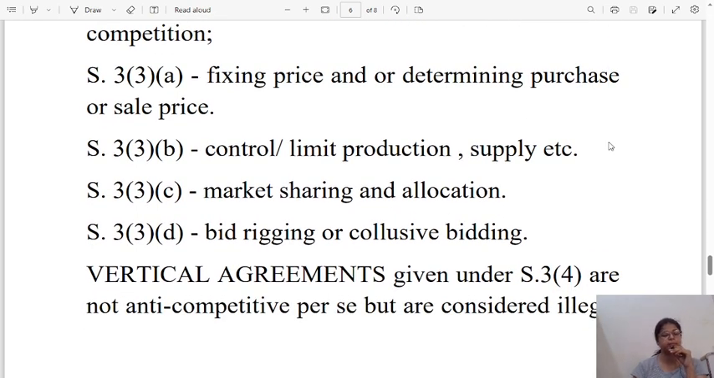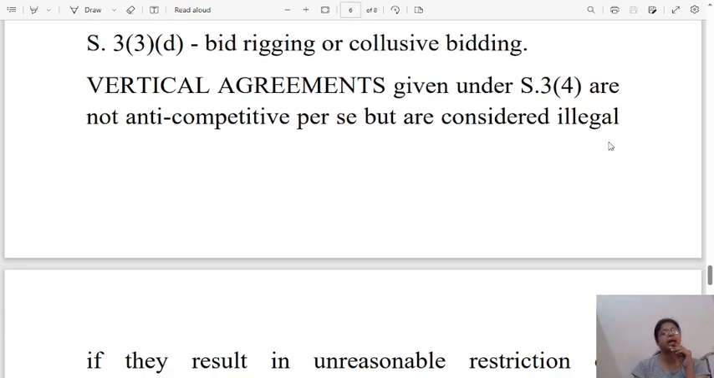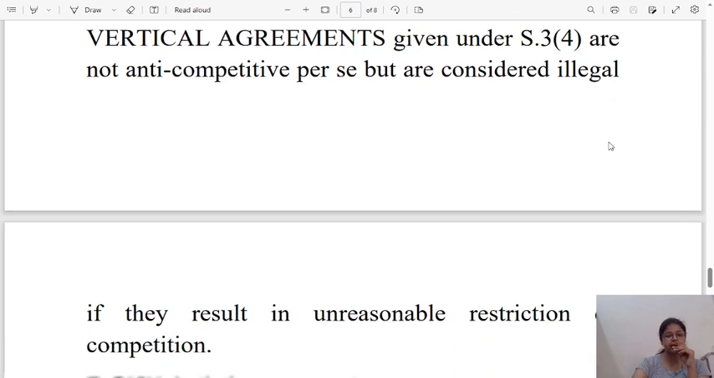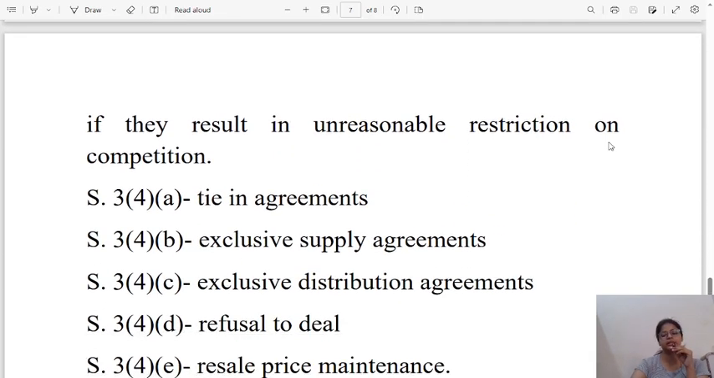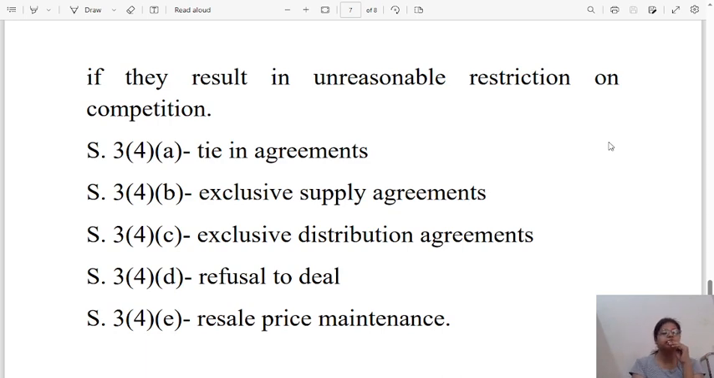Section number 3, clause 4 basically deals with vertical agreements. But there is one thing that you need to understand. They are not anti-competitive per se, but they are considered illegal if they are resulting in some restriction on the competition. Under 3, clause 4, you would find certain subclauses: subclause A, B, C, D, and E. In subclause A, tie-in agreements are dealt with. In subclause B, exclusive supply agreements are given. In subclause C, exclusive distribution agreements. Subclause D, refusal to deal, while subclause E, resale price maintenance.